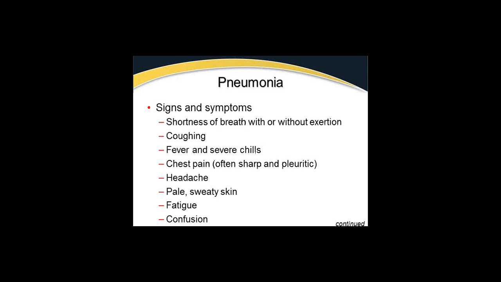The typical signs or symptoms to go with pneumonia are shortness of breath with or without exertion. So when we say with or without exertion, a lot of our complaints that we had earlier, the CHFs, the COPDs, the asthmas, usually are worse with exertion, but pneumonia can be either or. Coughing, and typically if they have a productive cough, it'll be a yellow or green color. They may have a fever and chills.